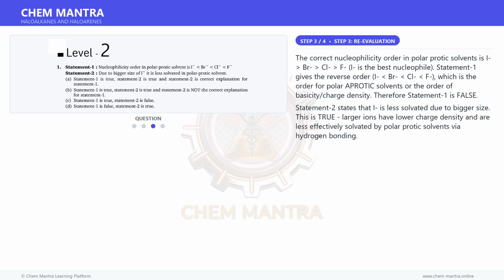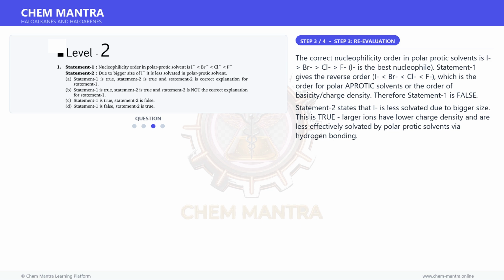The correct nucleophilicity order in polar protic solvents is I⁻ > Br⁻ > Cl⁻ > F⁻. I⁻ is the best nucleophile. Statement 1 gives the reverse order, which is the order for polar aprotic solvents or the order of basicity, charge density. Therefore, statement 1 is false.